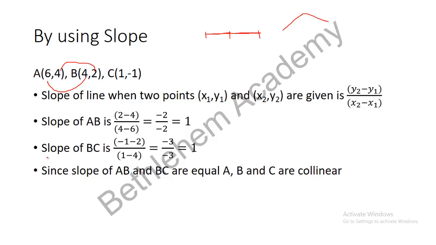So similarly calculate the slope of BC. Slope of BC is equal to, y2 minus y1, that is -1 minus 2, that is equal to -3, and x2 minus x1, that is 1 minus 4, that is equal to -3, so -3 divided by -3 is equal to 1. So slope of AB is equal to slope of BC. Since both of the slopes are equal, ABC are said to be collinear. So this is how we find out the collinearity of the points using slope.